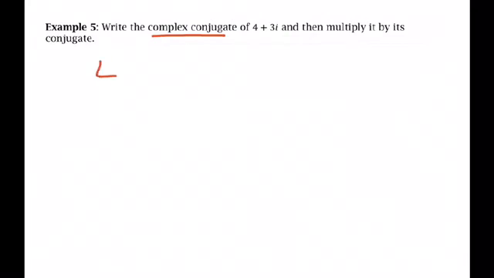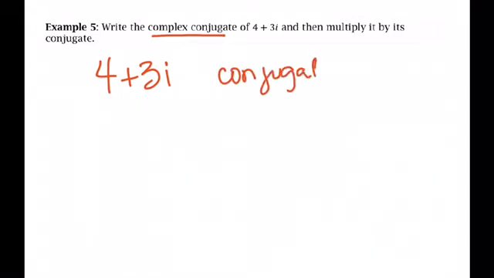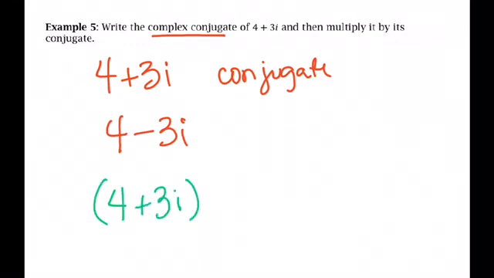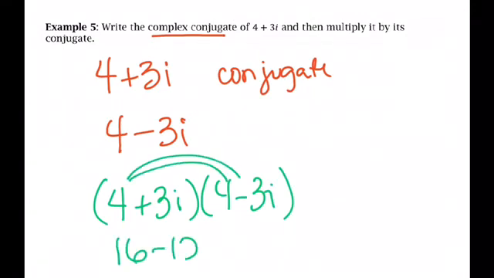So if we have the complex number 4 plus 3i, the complex conjugate of that is 4 minus 3i. So it's not exactly the opposite, because you don't take the opposite of the real number part, you just change the sign in the middle. And the reason why that's a complex conjugate is because if you take a number times its complex conjugate and you multiply them together, you will have a real number.